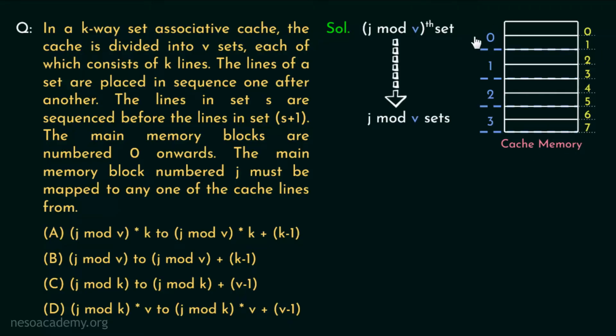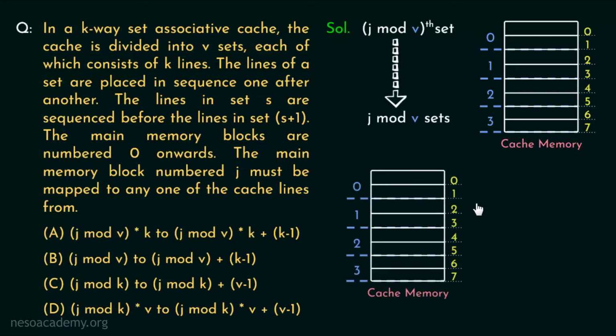That means every set is going to have 2 lines in each of them. And therefore, there are 4 sets in them starting from the set number 0 up until the set number 3. That means 4 different sets. Suppose we need to get to the line number 6. Now observe this carefully that the line number 6 belongs to the set number 3.